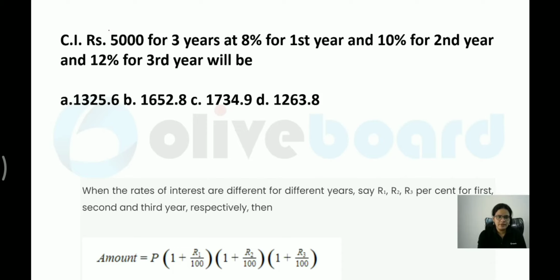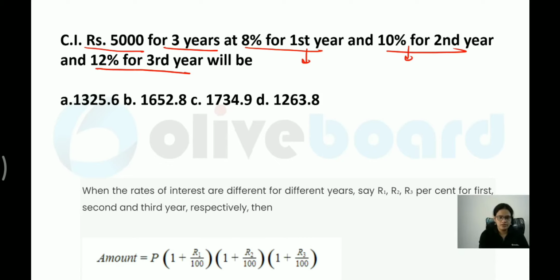So what is given over here? The first value is compound interest on 5,000 for 3 years they are asking you. 8% is the rate for first year. Second year it is 10%. And third year it is 12%. So every year the rate of interest is changing. Now how will you calculate this? So it is simple if you use the basic compound interest concept over here.